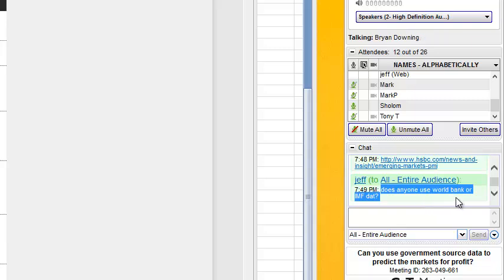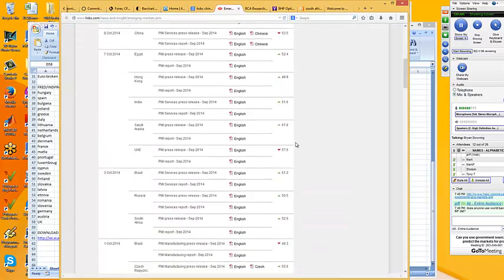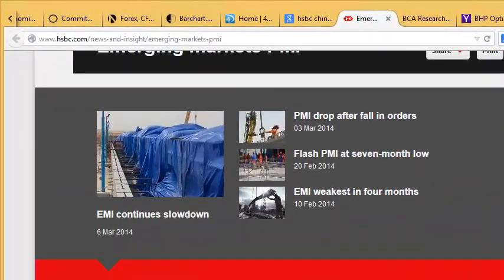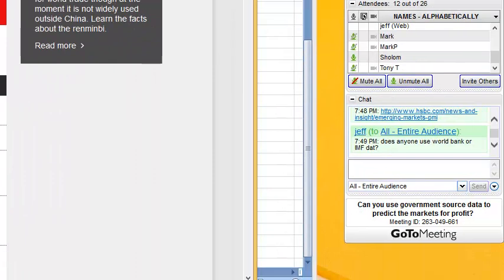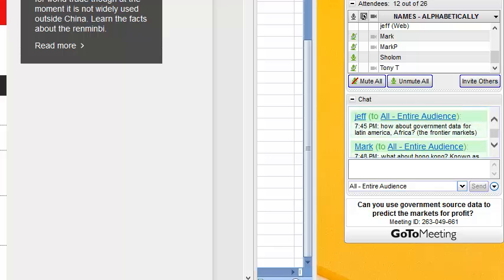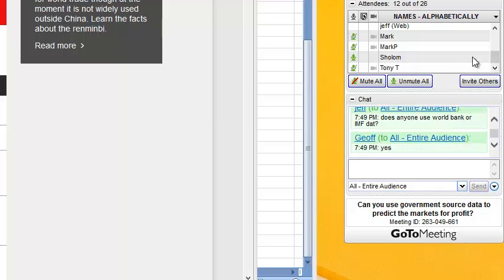Jeff asked, does anyone use World Bank or IMF data? I do know you can go to Quandl for that. I'm not sure what you're specifically looking for. They have all kinds of statistical data. But like I said, the only markets I care about right now are UK and US. So I think we've got a good list for even myself to look into with this. Does anybody use any government data for Forex? Because I think that's another area I'm going to be looking into.